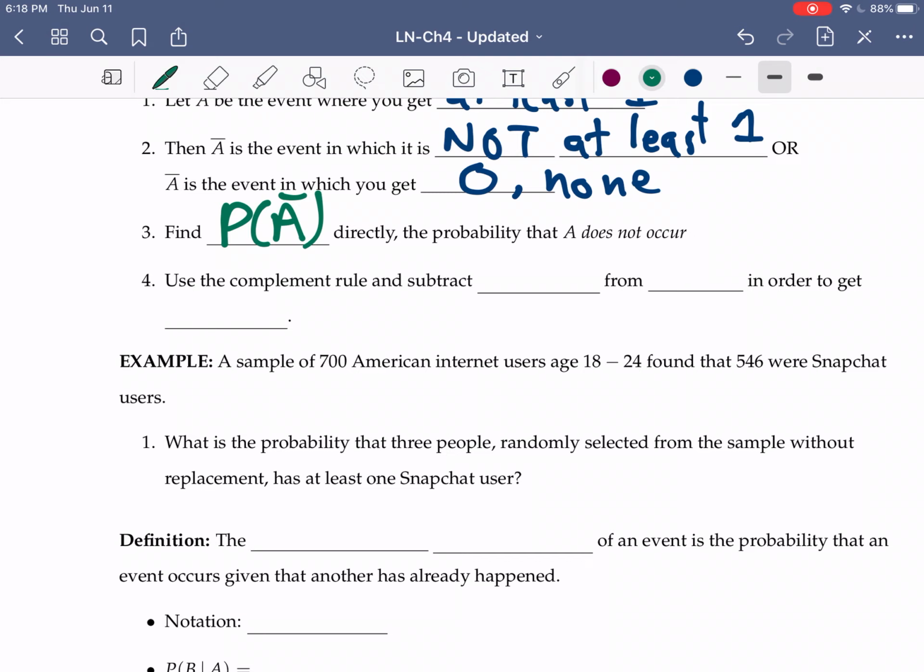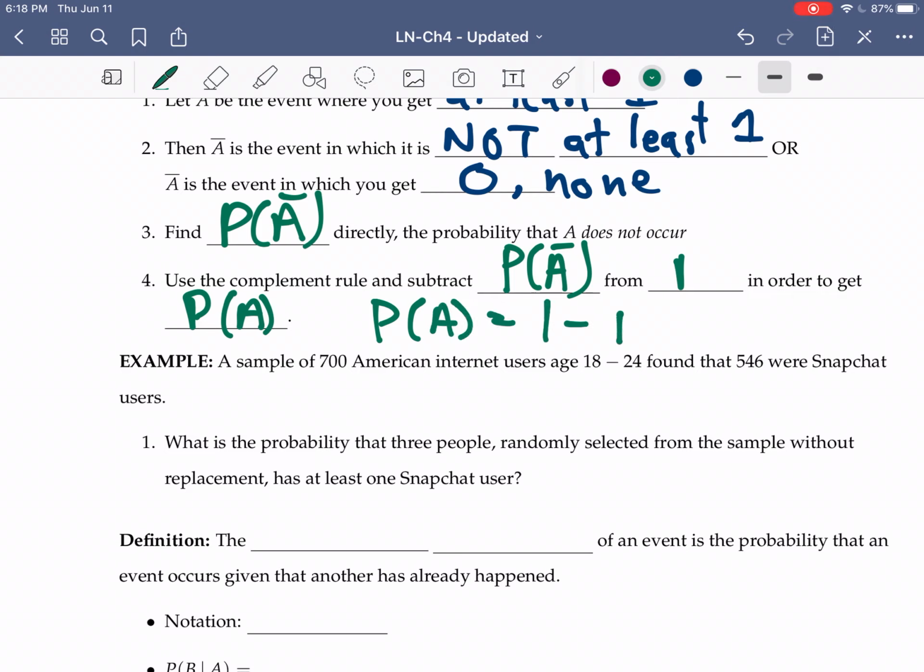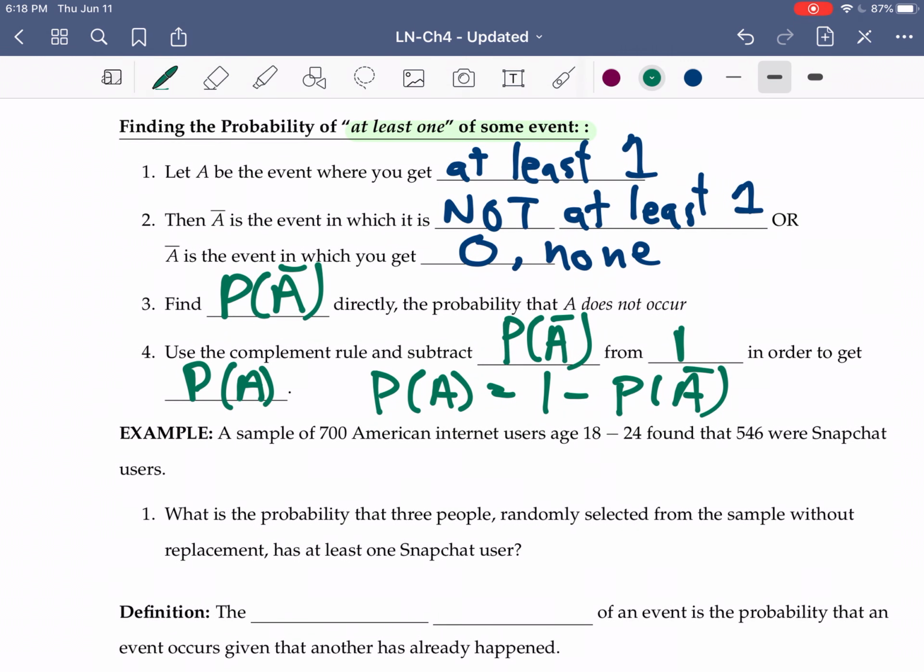And then we will use the complement rule and subtract the probability of the complement from 1, and that will leave us with the probability of A. Right? So the probability of A is 1 minus the probability of its complement. The idea here is getting the probability of 0, that you get none. That is an easier thing to calculate, because taking 1 minus that will be easier than going through all the different ways where you could get at least 1.